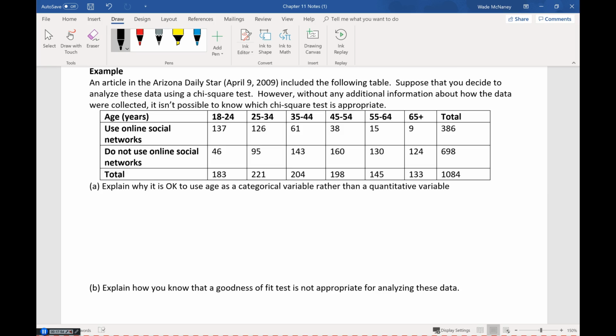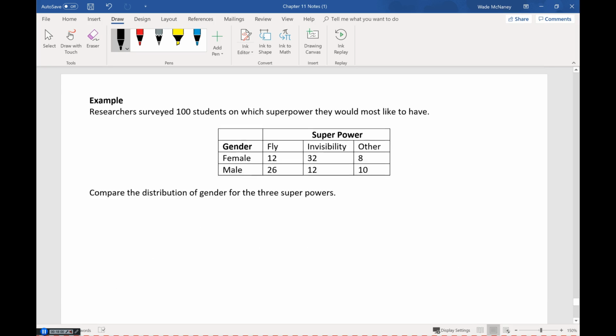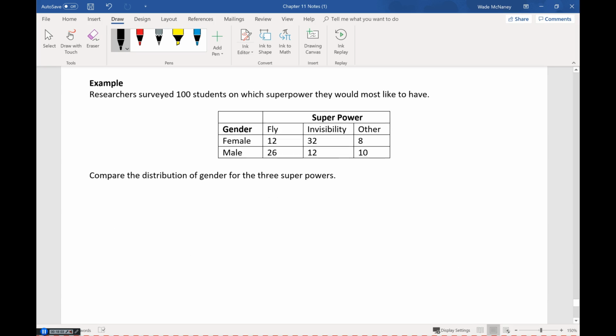Okay, so kind of making sure we understand the difference between homogeneity and independence there. Now, last problem here that I want to work through with you and show you this process and put it all together. Researchers surveyed 100 students on which superpower you would most like to have. Which one would you most like to have? The ability to fly, the ability to be invisible, or some other superpower?